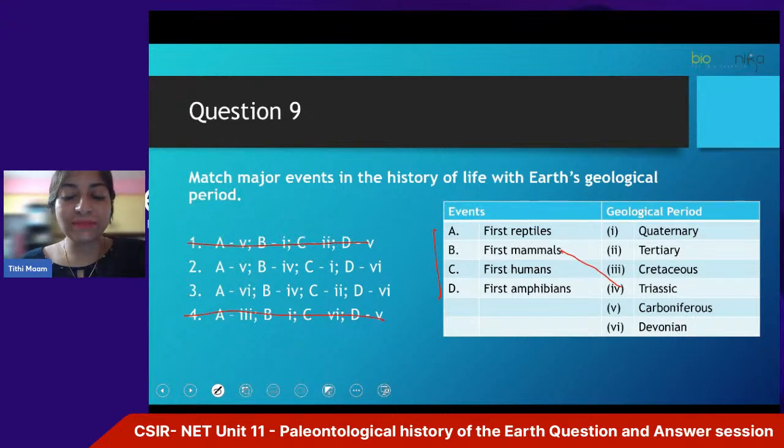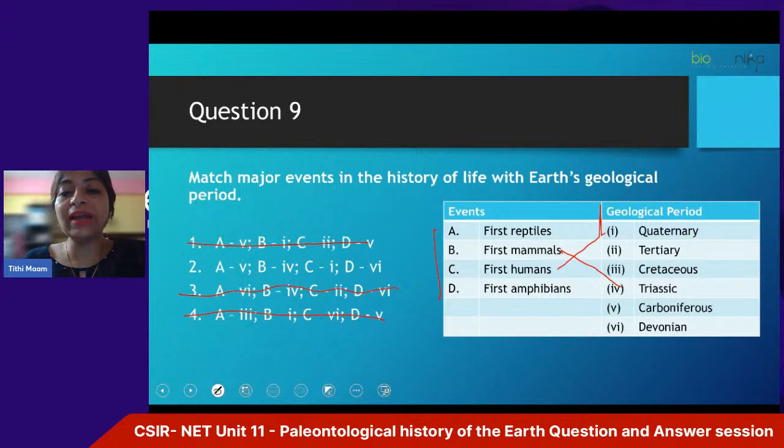What about humans? That is also easy, is it not? So humans, what time? Quaternary. Homo sapiens, the entire Homo genus, has evolved during the Quaternary period. So C1, automatically it is eliminated. Option 3. So do you see, just two matches you do correctly, you get your answer. Right? But we can do the other ones also.